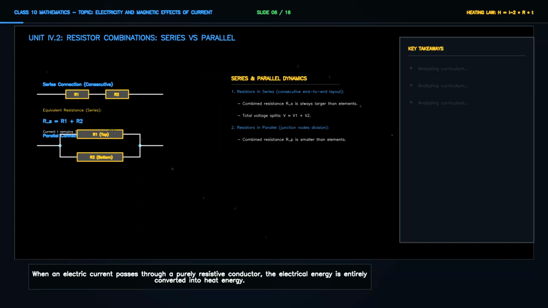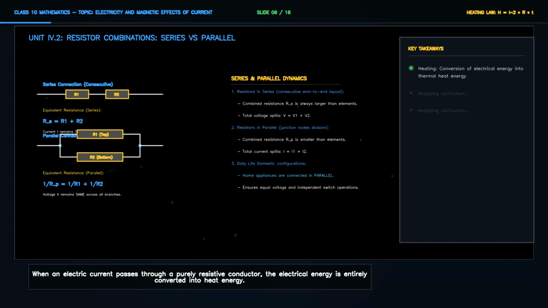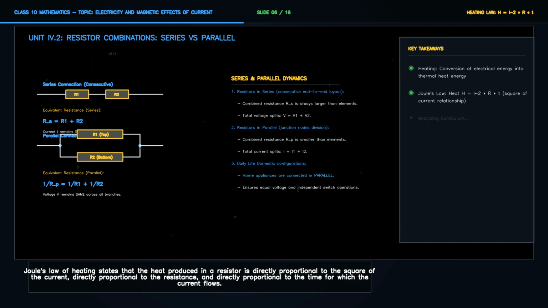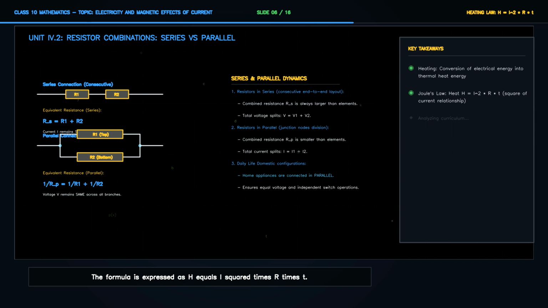When an electric current passes through a purely resistive conductor, the electrical energy is entirely converted into heat energy. This is known as the heating effect of electric current, or Joule heating. Joule's law of heating states that the heat produced in a resistor is directly proportional to the square of the current, directly proportional to the resistance, and directly proportional to the time for which the current flows. The formula is expressed as H equals I squared times R times T.